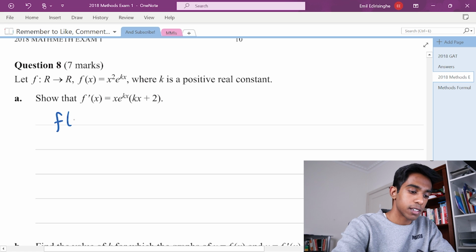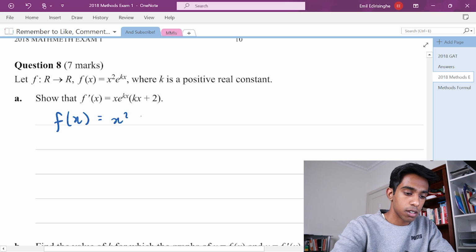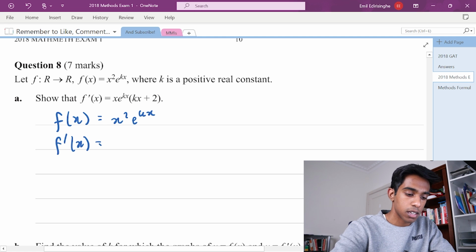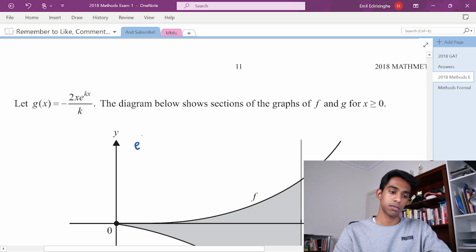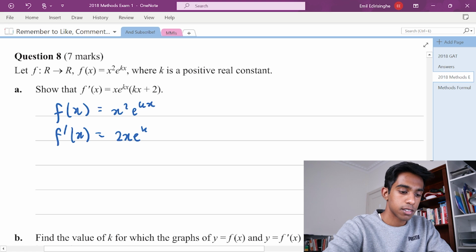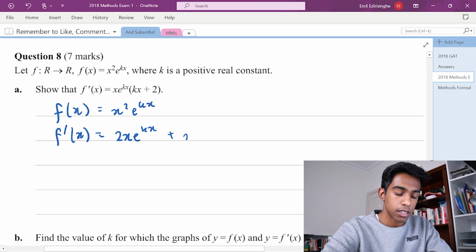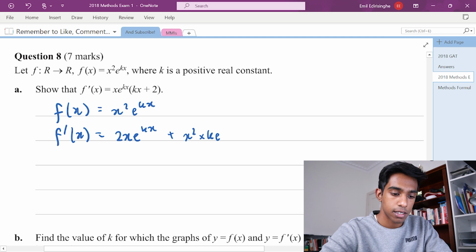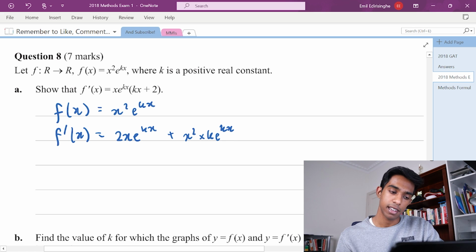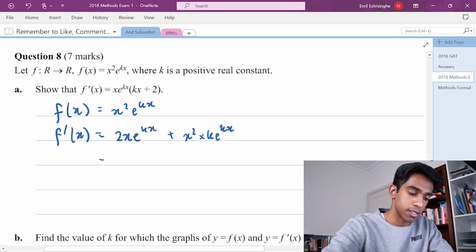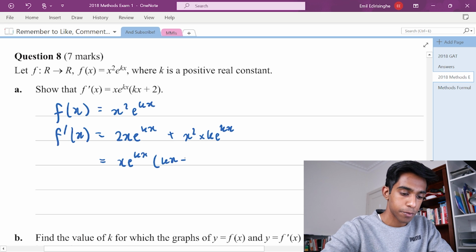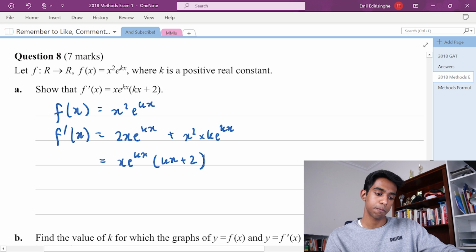So we'll just write f of x equals x squared e to the kx, and then f dash of x is going to be 2x e to the kx plus x squared times k e to the kx. And this is just from the derivatives of x squared and e to the kx. And then from here, I might just straight away write what they have here, because I know that they're the same.